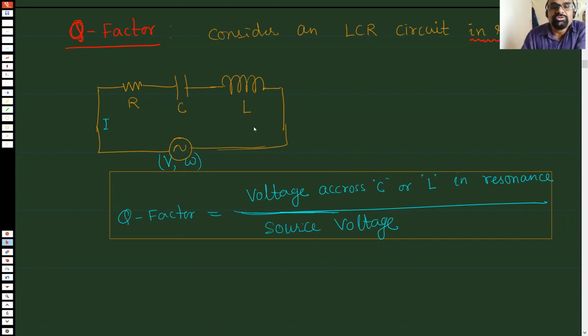Okay. So see, voltage across capacitor and voltage across inductor, are they always same? No, they are not always same. They are same only in one case, that is when the circuit is in resonance. So here, if you look at the definition of Q factor, it says voltage across capacitor or inductor. That means any one of these two voltages. But then they will be different in general. So that's why they say in resonance and divided by this source voltage.